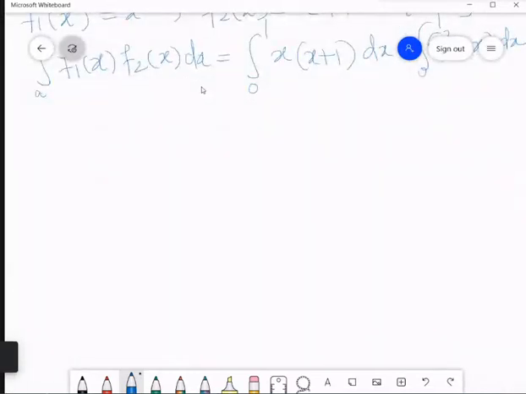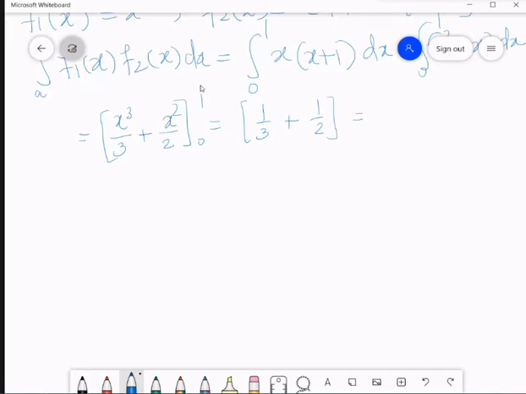Is it visible? Yes, ma'am. Okay, so now what is the integration? The integral of x square will be x cube by 3, and the integral of x will be x square by 2, and now we put the limits from 0 to 1. So we have 1 by 3 plus 1 by 2, which turns out to be 5 by 6.